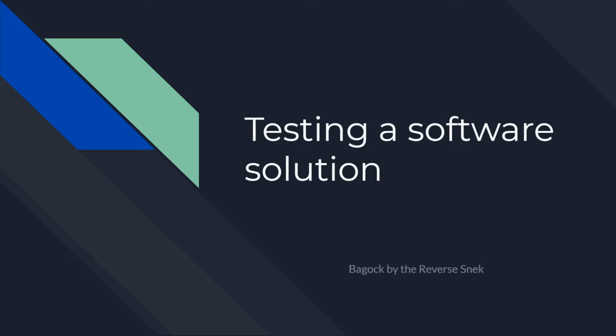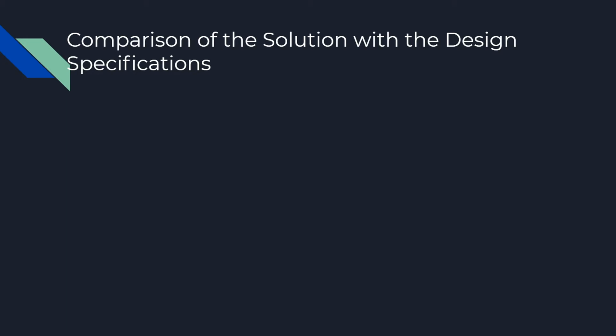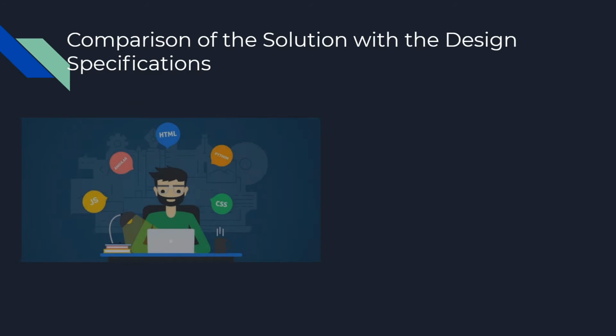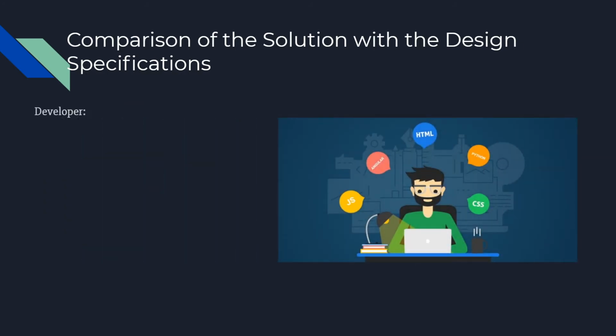Testing a software solution. Comparing a solution to its design specifications means comparing the final product to the original outline and expectation that was made between the project developer and the end user. The developer will have different things they will search for when it comes to testing a solution. A developer will be more focused on data types, algorithms, variables, the software design approach, system modeling, and documentation.